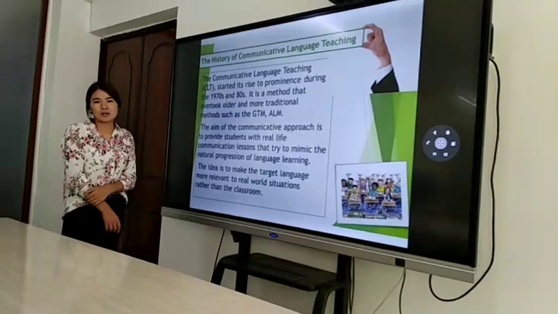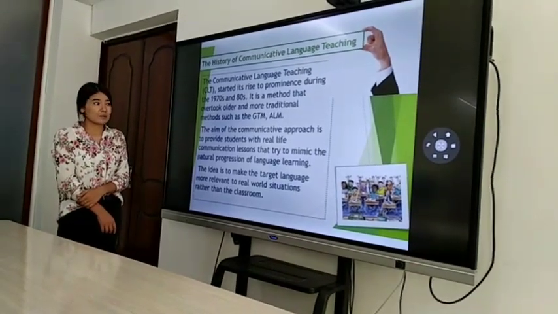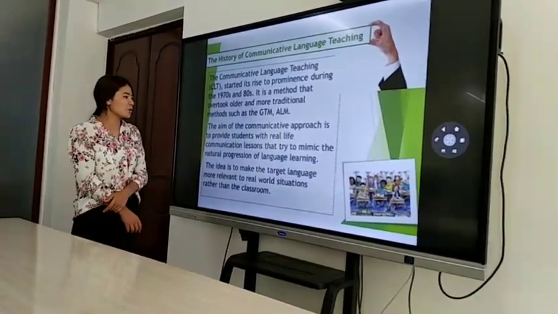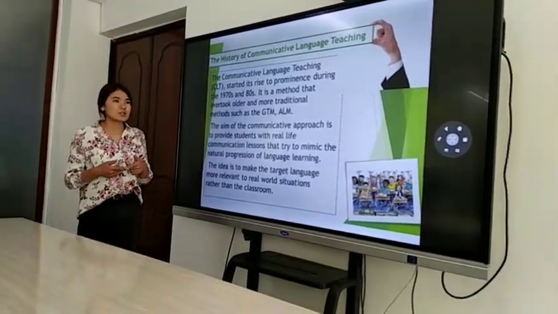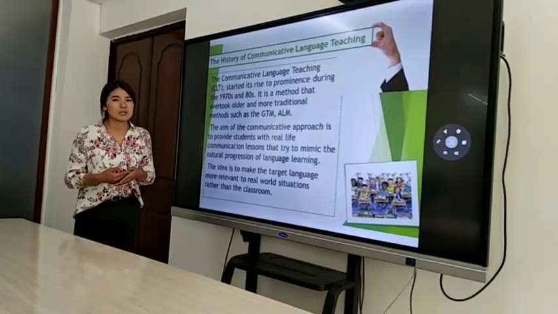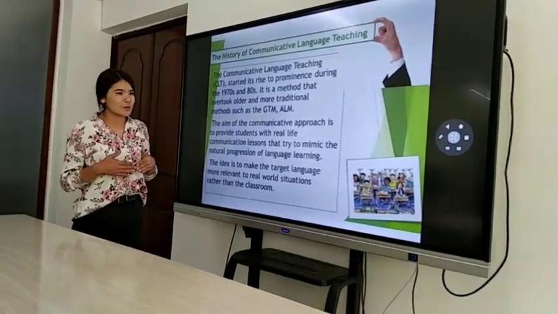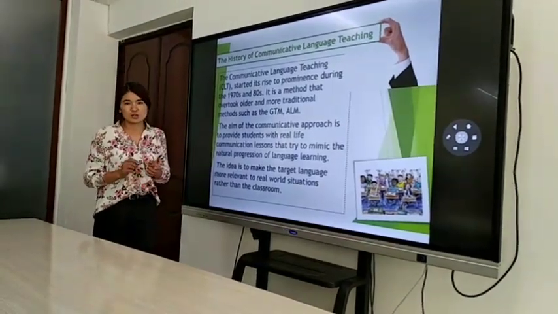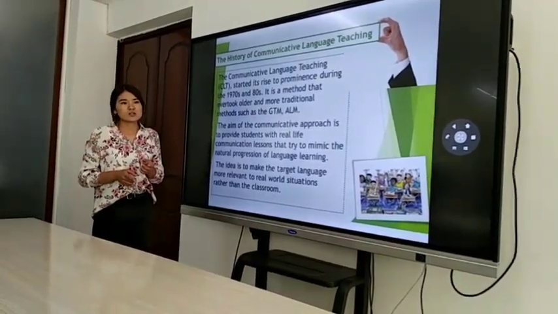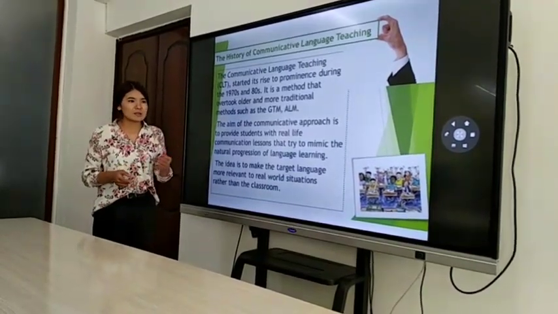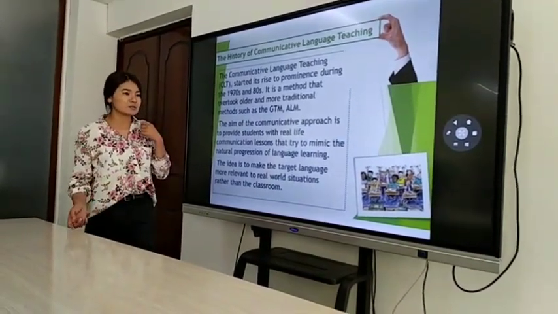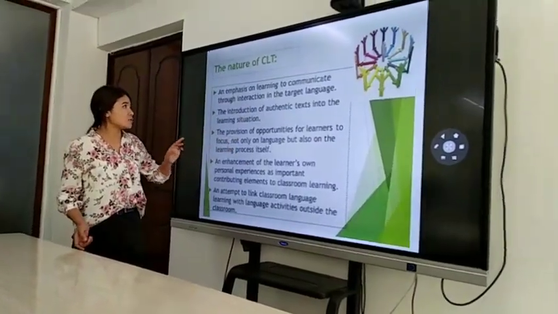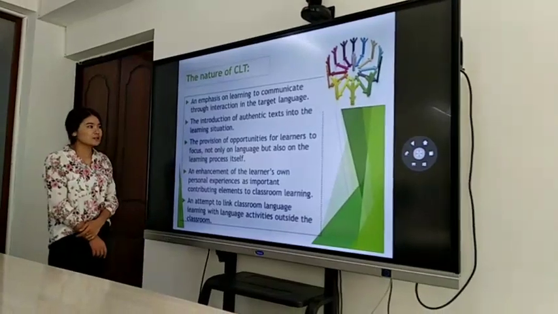So, if we look through the history of the CLT method, the aim of this method is a communicative approach and to provide students with communication and improve their speech in the classroom, because pupils are young learners and they only know the grammar structures but not speaking. The CLT method improves their speeches as well, and the nature of the CLT.